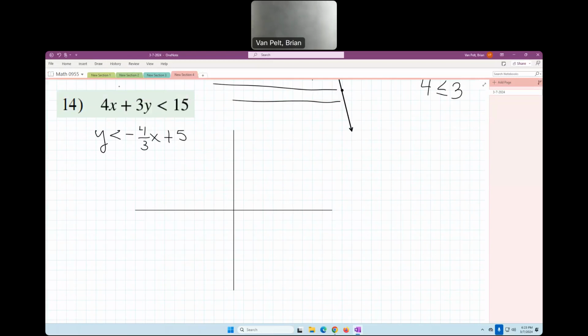Whatever you do to one side, you have to do the identical thing to the other side. So it's a negative. So then that's just 3y. Now this is just negative 4x plus 15. You can't combine them.